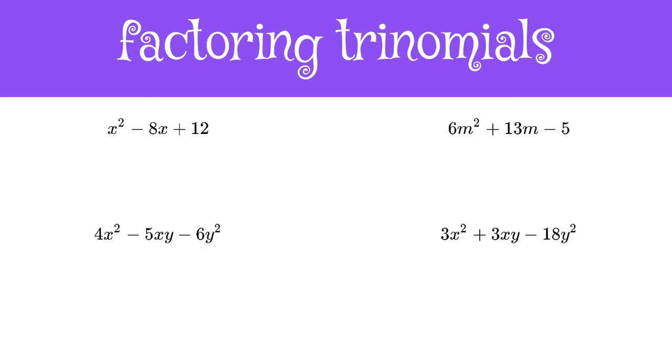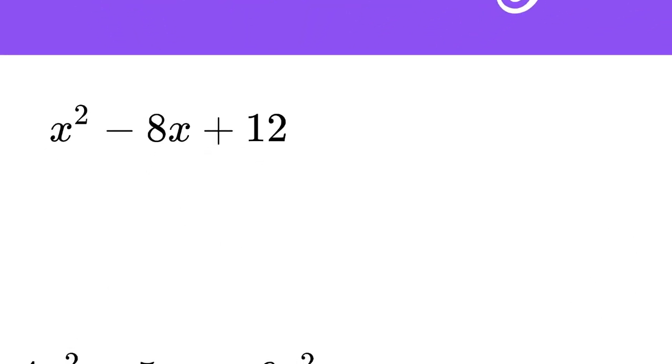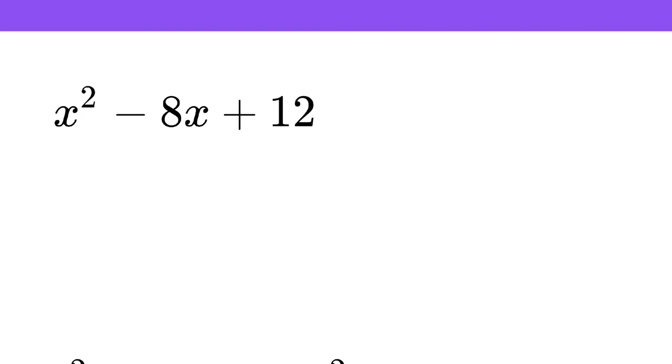Factoring trinomials. Our first example, x squared minus 8x plus 12. When you factor, you're going to try to find two binomials that, when multiplied together, give you the trinomial you're starting with. And the method that I like to use is very consistent no matter what you see on the page.